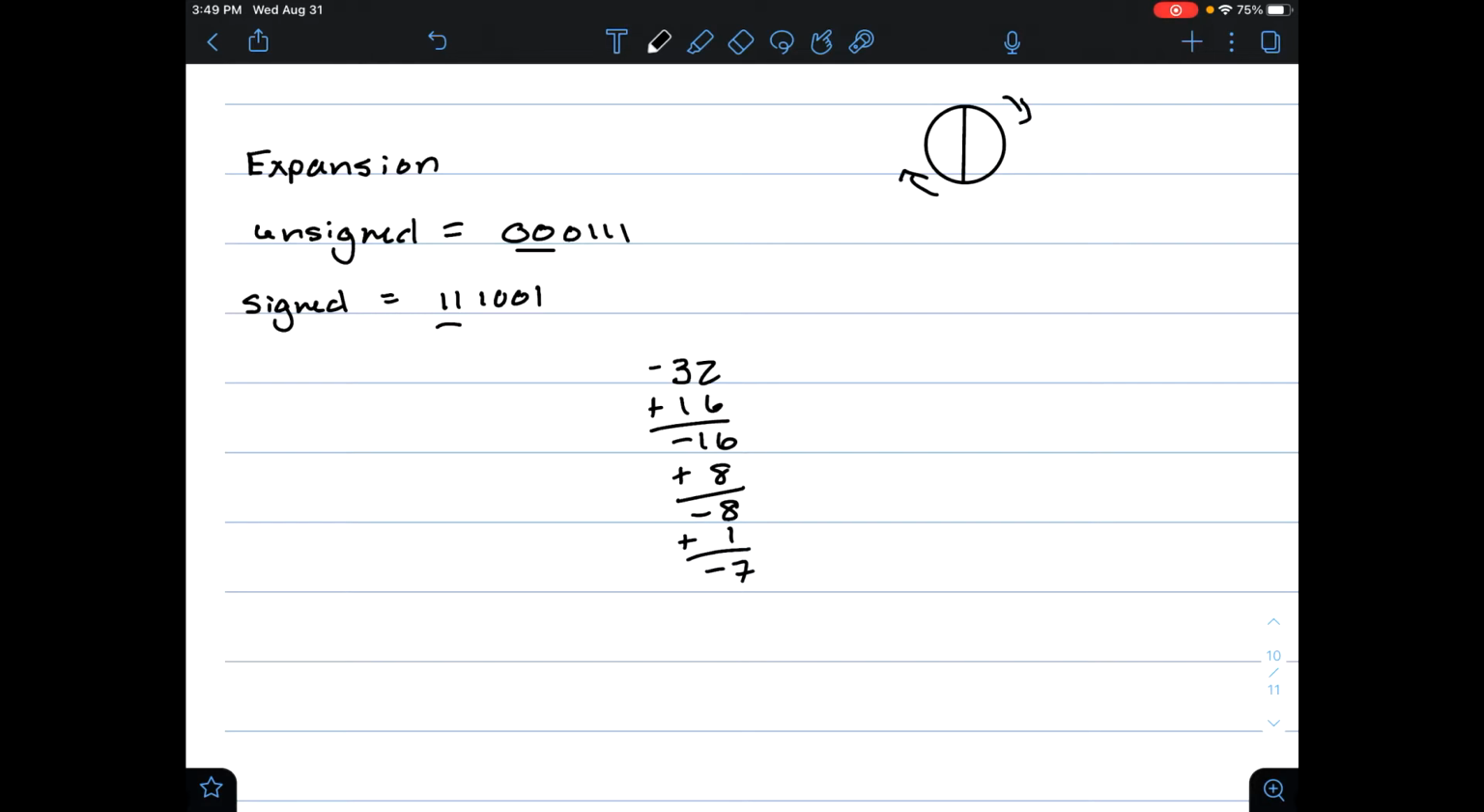When it's signed, the way that you know which side of the circle it's on is whether there's a 0 in front or a 1 in front. If there's a 0 in front, that means it's a positive number and you can just add zeros. If it's a 1 in front, that means it's a negative number and you need to add the 1s instead. It's fairly easy. Zeros with zeros, 1s with 1s.